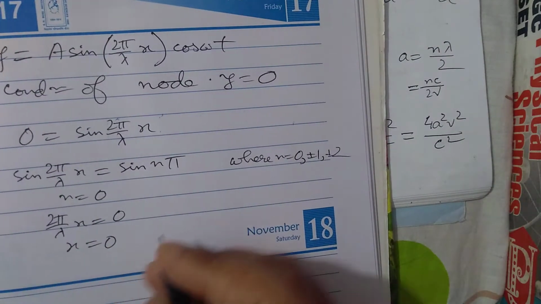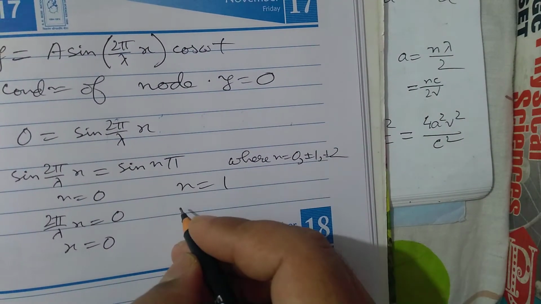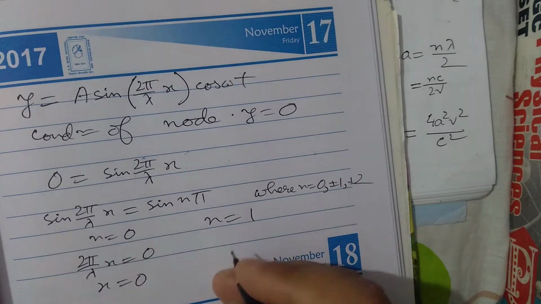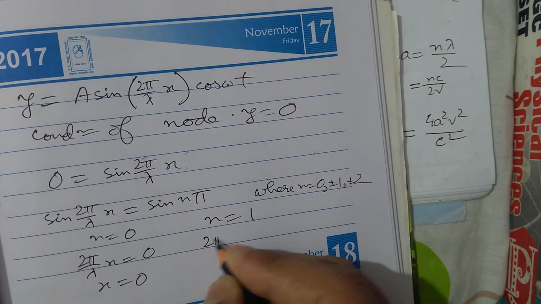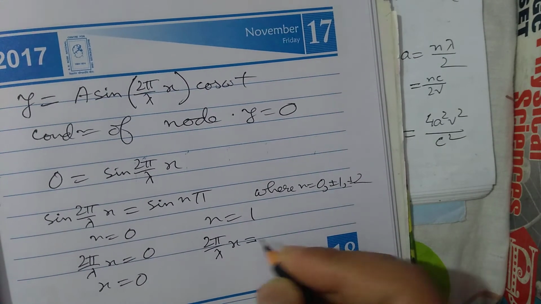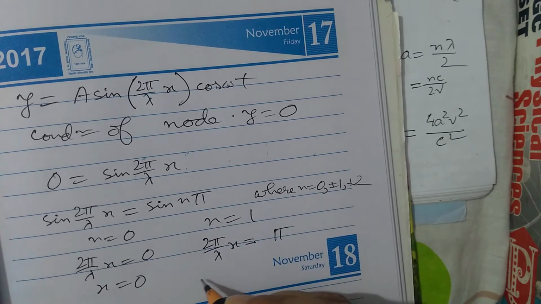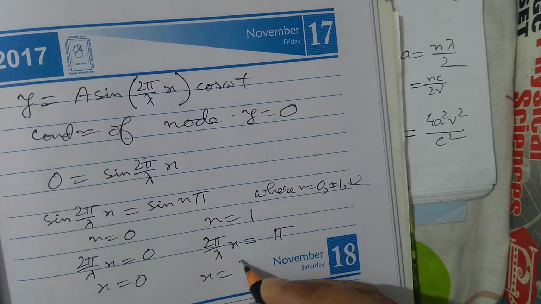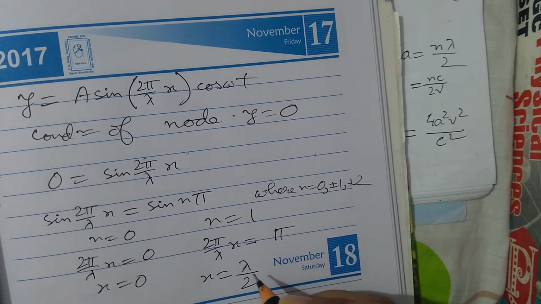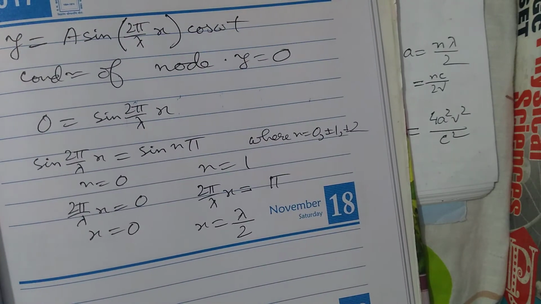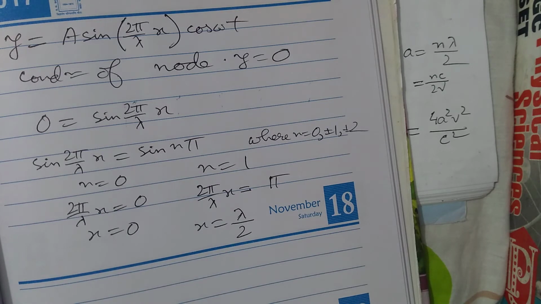Then you get that n is equal to 1. For n is equal to 1, what will you get? 2 pi by lambda into x is equal to pi. So x is equal to lambda by 2. x is equal to lambda by 2.